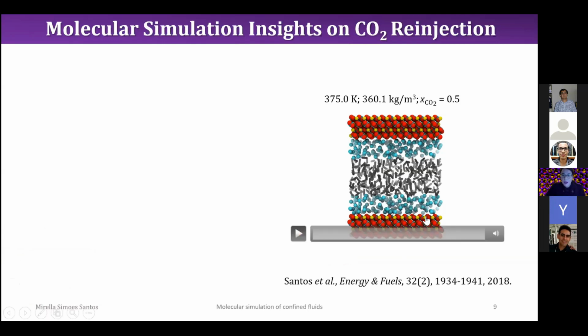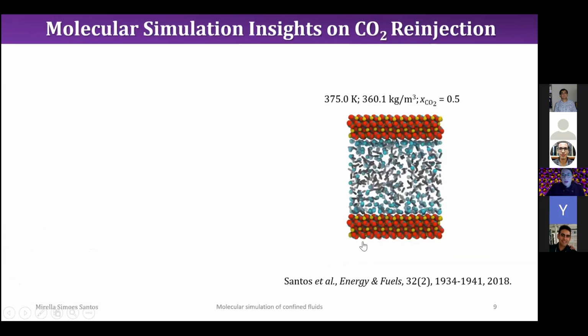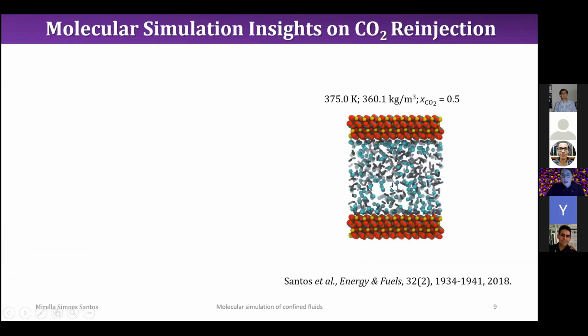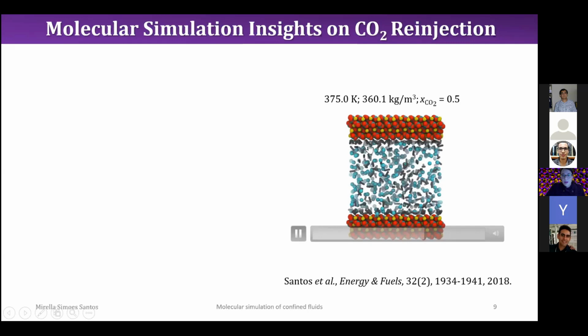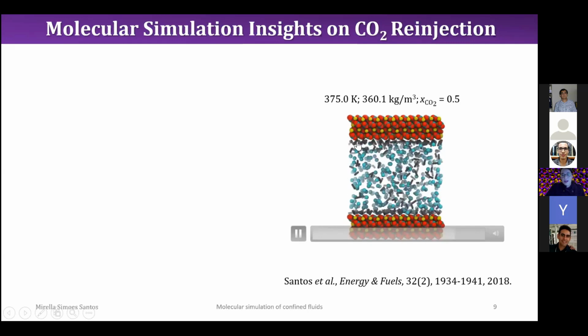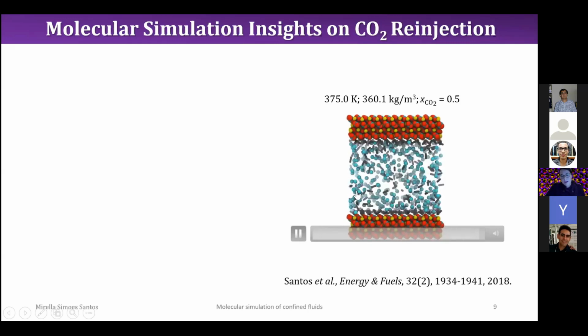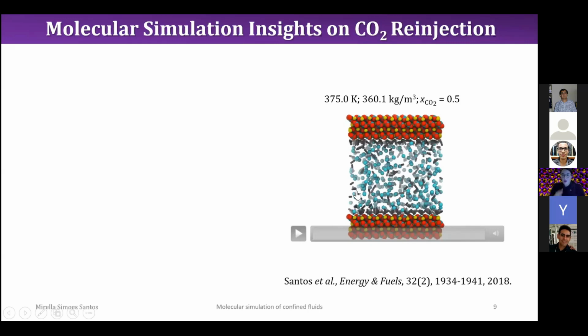So we have calcite, we have methane initially close to the calcite surface, and we have CO2 here in the middle. And what we see is that CO2 starts to be the component that is closer to the calcite surface, in a larger amount as well.